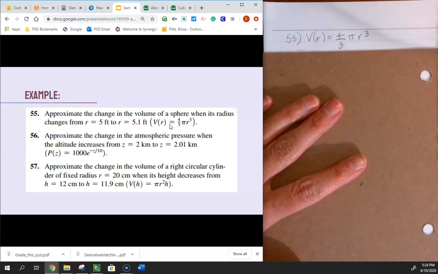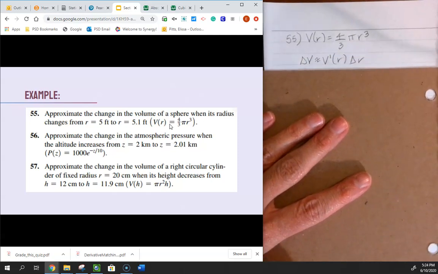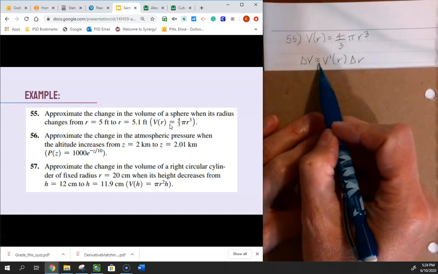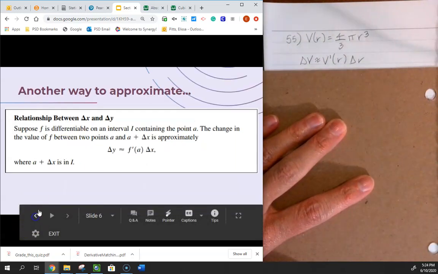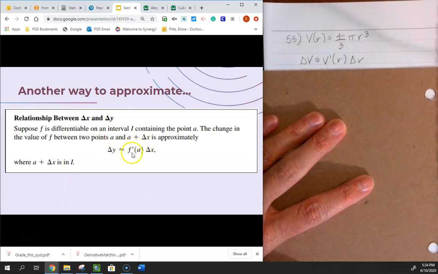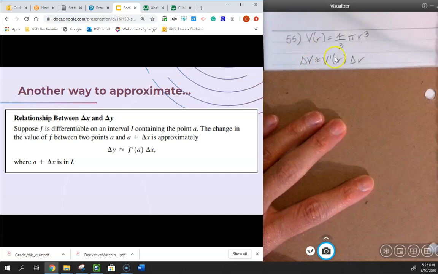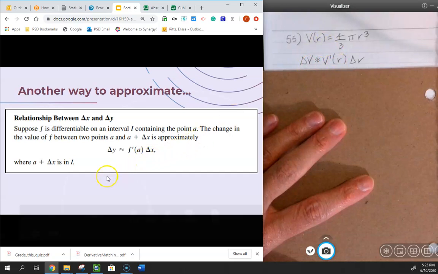So we start with V of r equals 4/3 pi r cubed. And using the notation that was produced in the slide before, we know that delta V is approximately equal to V prime of r delta r. So delta y is equal to, in this case, y is equal to f of x, so f prime of a delta x. V is taking the place of y, and r is taking the place of x. And we are finding the derivative of our function V with respect to r.